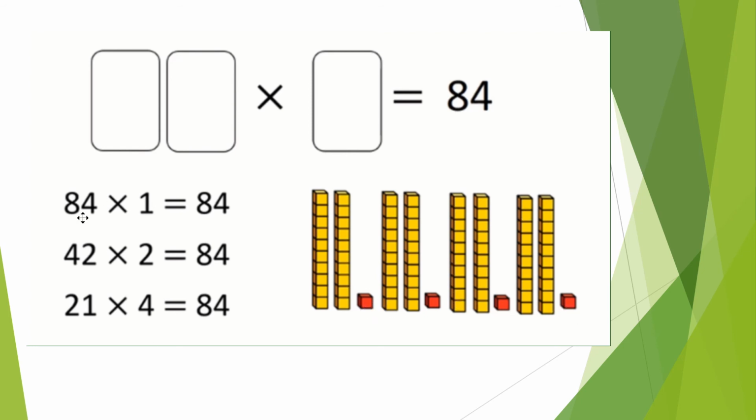Has anyone noticed a pattern with the digits that I have chosen? We started with 84 multiplied by 1. Then we halved the 84. We halved the 80. We halved the 4 to make 42. But then we doubled the 1 to make 42 times 2. And then we halved it again. Half of 42 is 21. And this time we doubled the 2 to make 4. Isn't that clever?